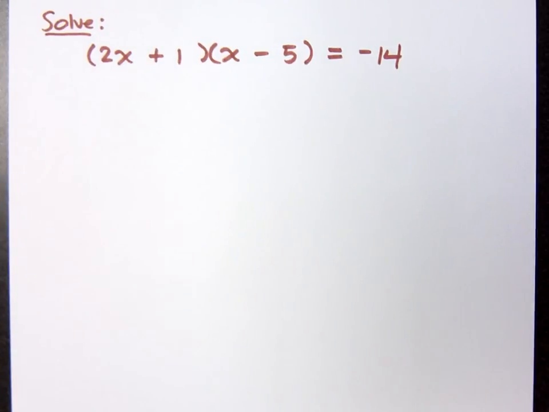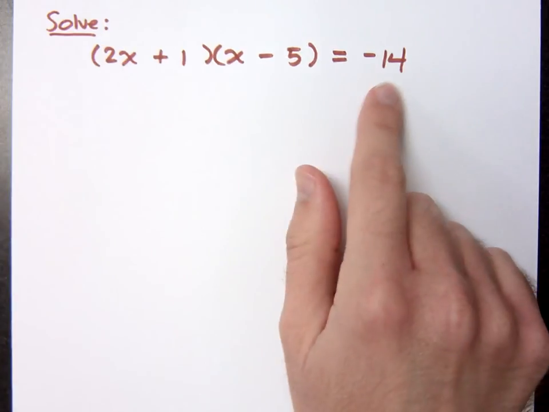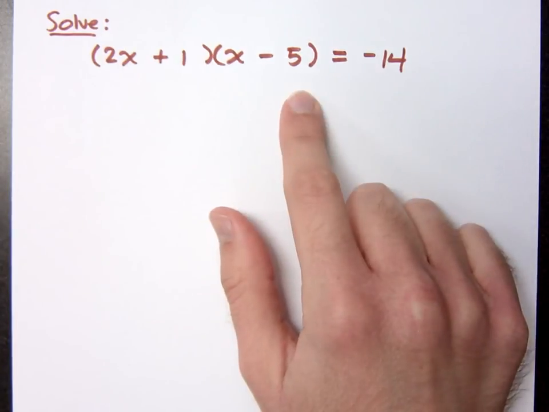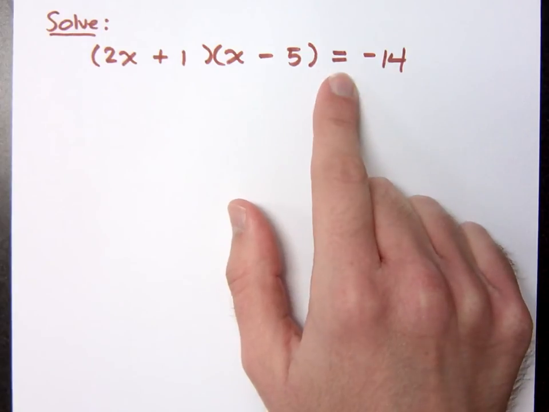Now, let's think about this. We want to solve this guy using the zero factor theorem, but it doesn't equal 0. I have to add the 14 to the other side, right? Now, if I do that, where does it go? 2x plus 1 times x minus 5 plus 14. Let's put it at the end. That's right.